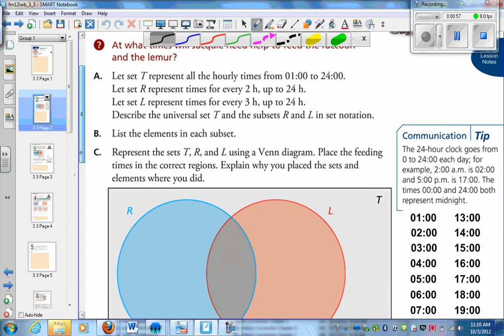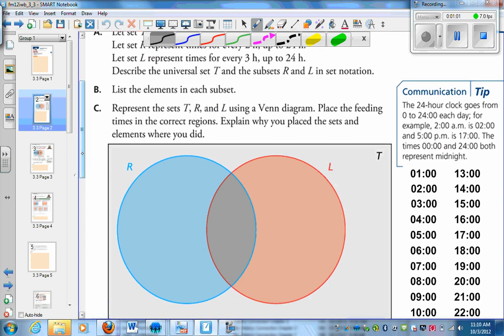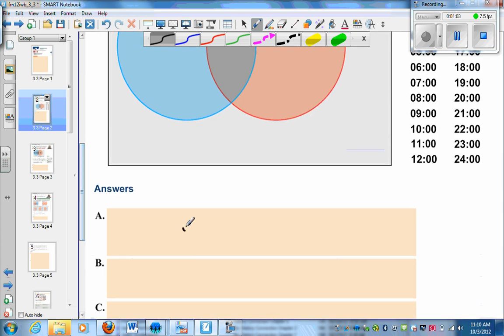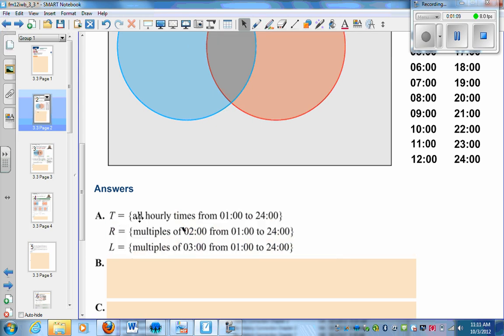Okay. So T is the universal set. So T would be all of these. What that looks like in set notation will be right here. So in set notation, it's going to be all hourly times from 1 to 24. R is multiples of 2. L is multiples of 3. So this is one way. We also could have written this like this.